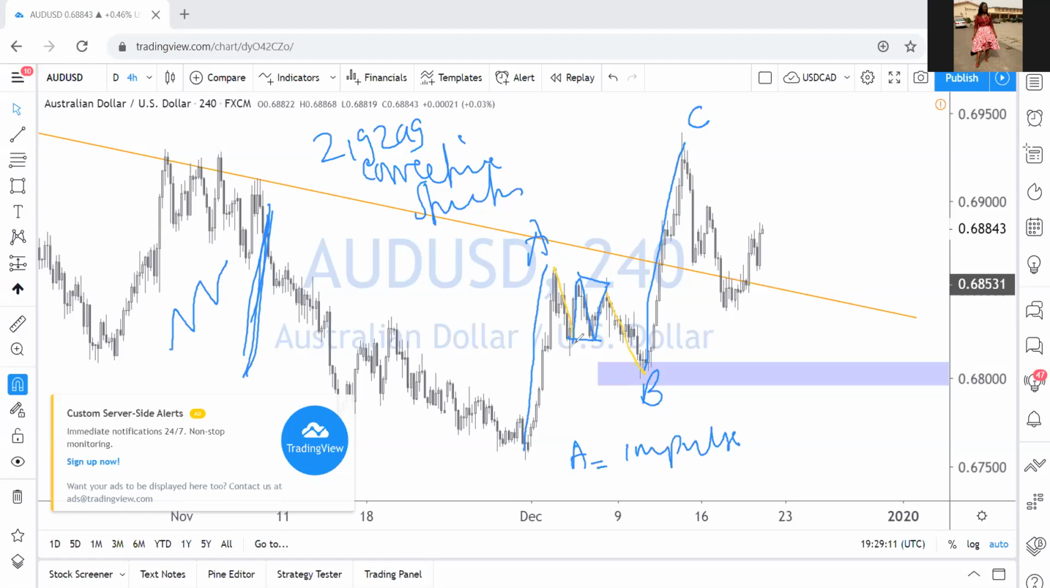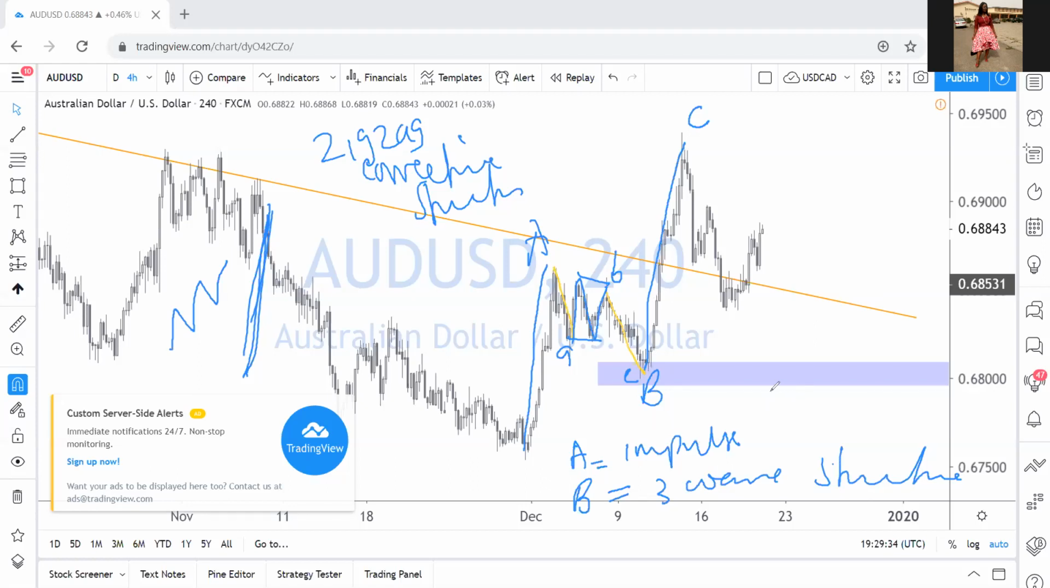In the middle, you now see a regular flat. And then boom, this is A, this is B, and this is C. Is that not a three-wave structure? That is the B wave, a three-wave structure. All right? And then you have the C wave, boom, to the upside.